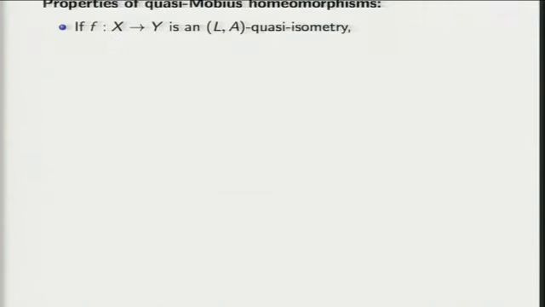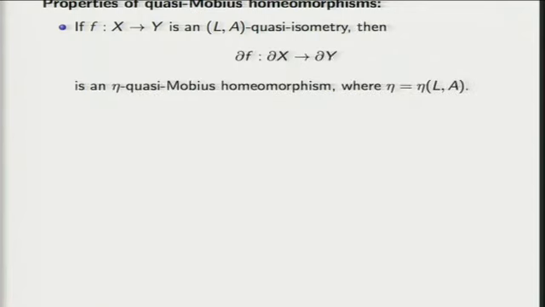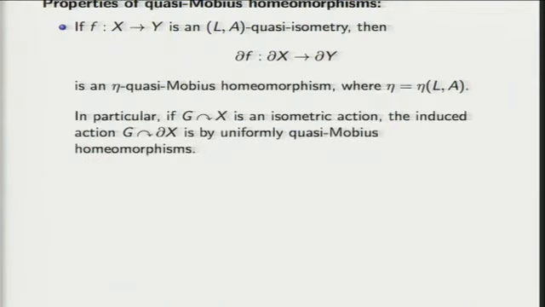So let me just mention other properties of these weird class of mappings, these Quasimobius homeomorphisms. So first of all, if you have a quasi-isometry, then it gives you a boundary homeomorphism. And the point is that if you specify the quasi-isometry constants, then you can determine the distortion function eta. This is this homeomorphism which governs the relation between cross ratio in domain and target. So it's uniform. This eta is uniform, depending only on L and A. In particular, if you look at an isometric action, then the induced action on the boundary is by uniformly Quasimobius homeomorphisms. Okay?